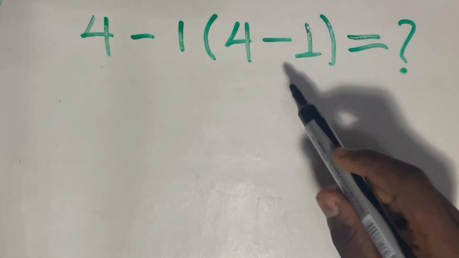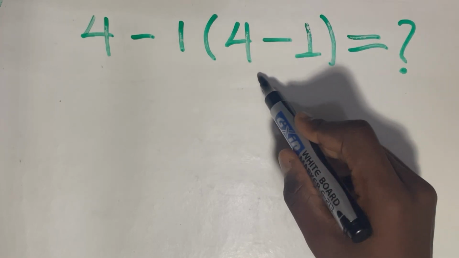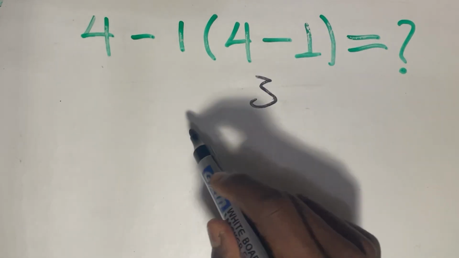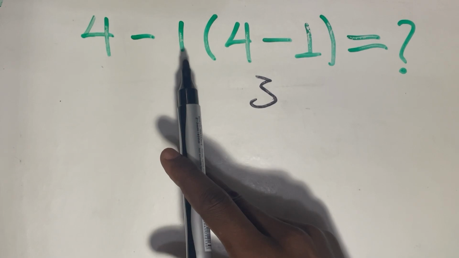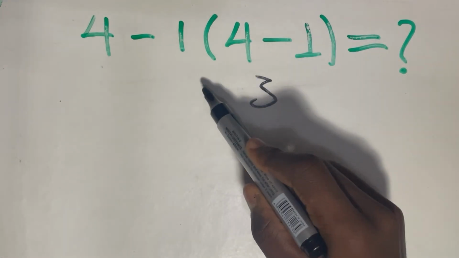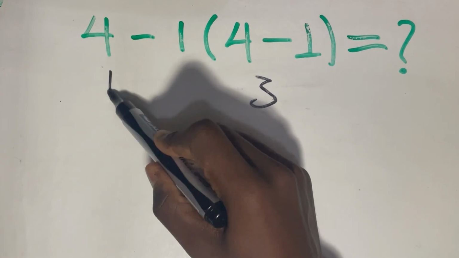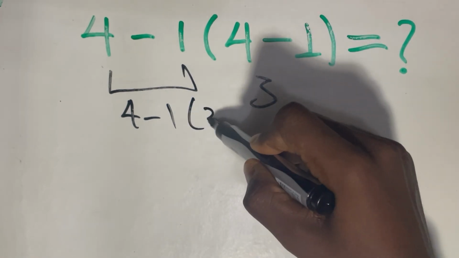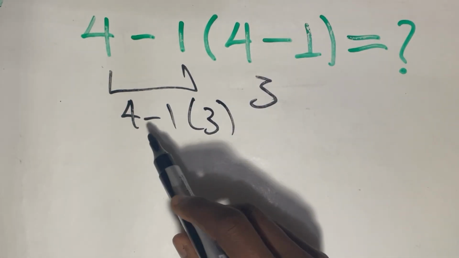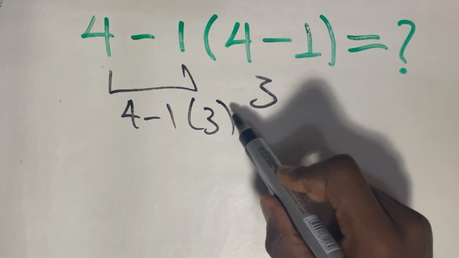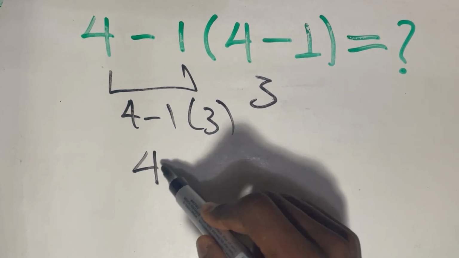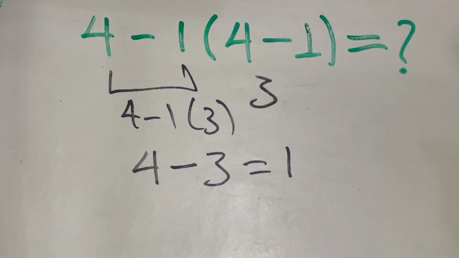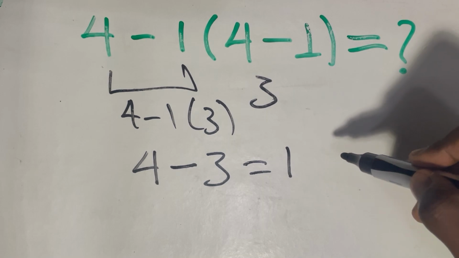Okay, now 4 minus 1 gives us what? 3. As before, 4 minus 1 gives us 3. So 1 times 3, let's put it down as it is. 4 minus 1 times 3. 1 times 3 is 3, and 4 minus 3 is 1. Not 9. The answer is 1.